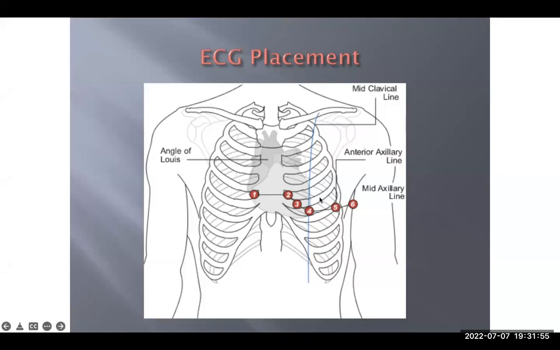So V1, V2, V3, V4, V5, V6, this is how they are placed. Usually where my arrow is, the angle of Louis. The intercostal space below it is second. You start from there: second, third, fourth. Fourth on the right, you put your lead V1. Fourth on the left, you put your lead V2. And then V4 is the point of maximal impulse, where you are palpating the apex, usually in the mid-clavicular line. And then between the 2, you put your V3. Then you can put your V5 and V6 horizontal to V4. So those are the 12 leads.